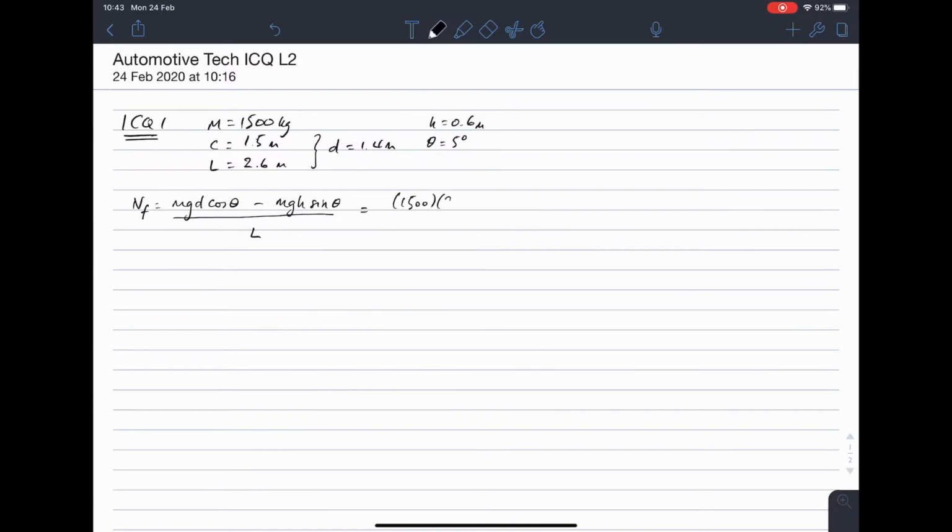1500 times 9.81 divided by 2.6, and then inside the brackets here I'm going to put d, 1.4, times by cosine of 5 degrees minus h, which is 0.6, times by sine of 5 degrees. Okay. And if you do that sum on your calculator, you should get 7,597 newtons.